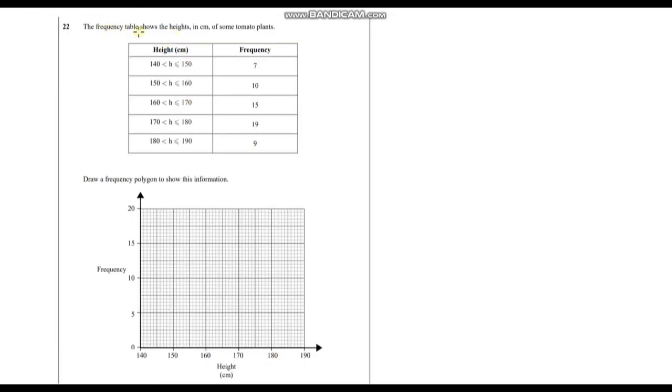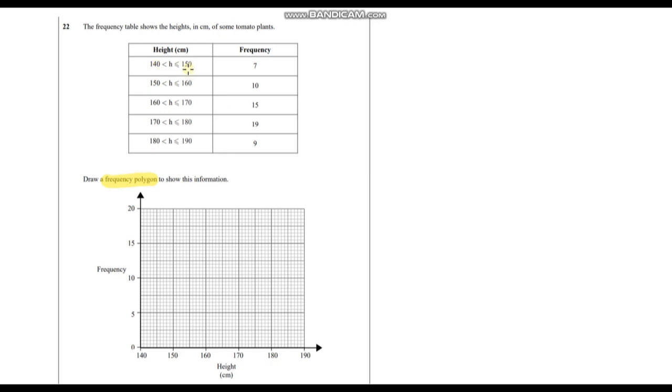Question 22. The frequency table shows the heights in centimeters of some tomato plants. So it looks like we've got 7 tomato plants that have a height of between 140 and 150 centimeters, and so on. Draw a frequency polygon to show this information. So a frequency polygon is almost like a line chart. So what you do is, first of all, we'll plot the points, and then we'll connect those points with a straight line.